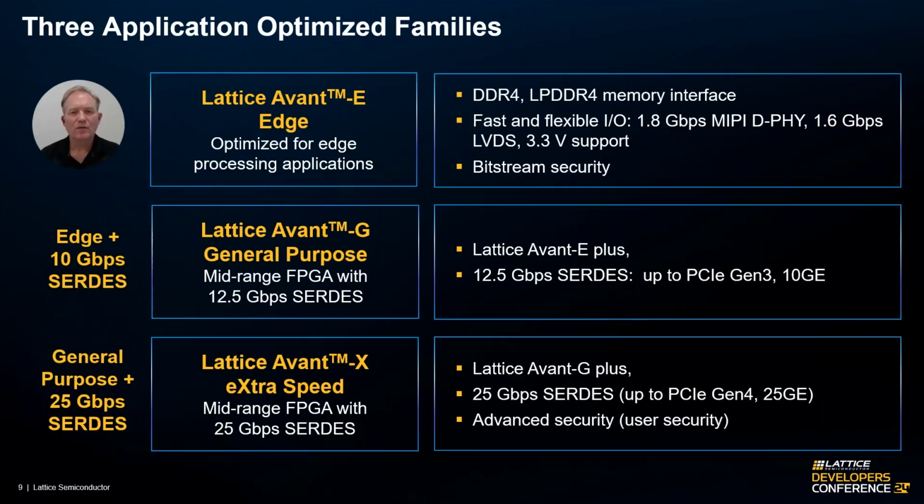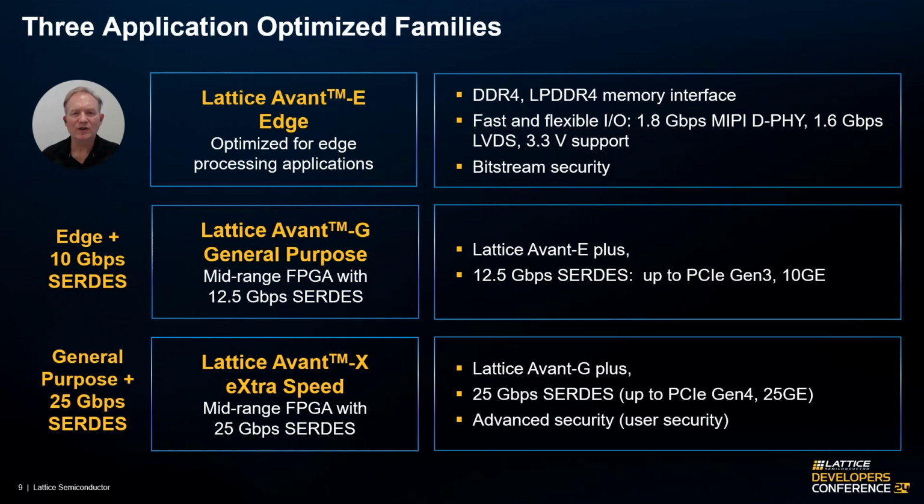So to date, we've made available 3 different families based on the Avant platform. Avant E, which is optimized for edge processing applications with high-speed DDR memory support, coupled with the high-speed flexible IOs on the Avant platform, supporting things like 1.8 gigabits per second MIPI, and the bitstream security so that you can feel confident in the authenticity and security of the bitstream or configuration within the device.